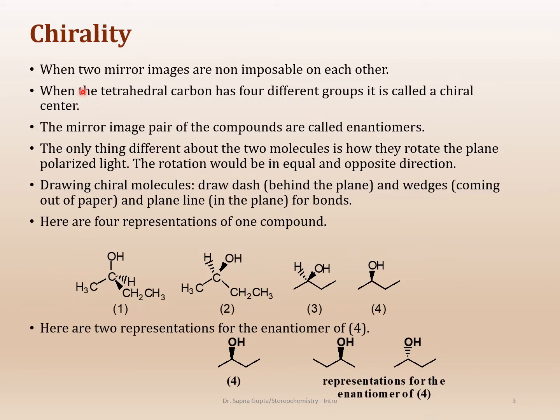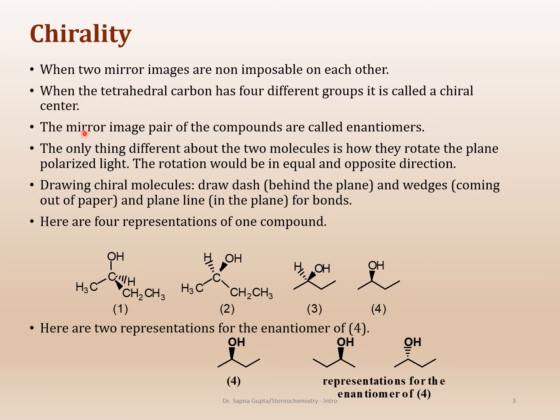Let's just say this again. Chirality is when the two mirror images are non-superimposable on each other. When the tetrahedral carbon has four different groups, that's when we say that we have a chiral center. Again, four different groups. And this carbon is tetrahedral. This is an important thing too: a tetrahedral carbon is an sp3 carbon. An sp2 carbon will not be chiral, because it has a double bond and the shape is different. So a tetrahedral carbon has a tetrahedral shape and that is going to have a chiral center. There are exceptions, but right now we don't have to worry about that.